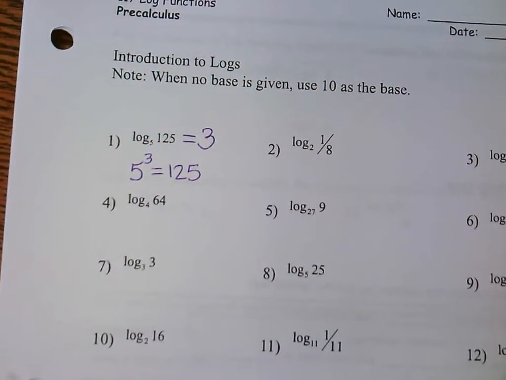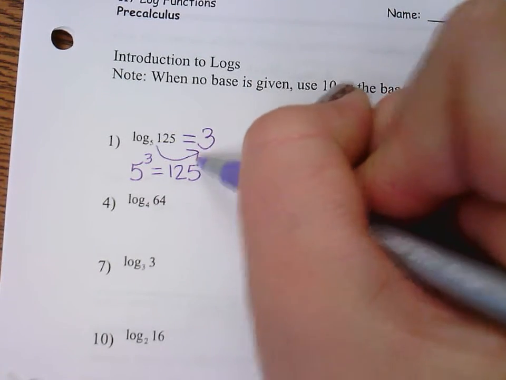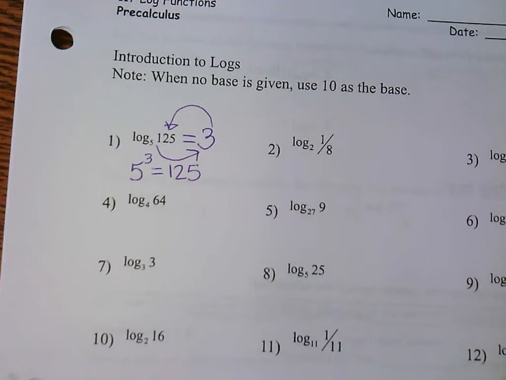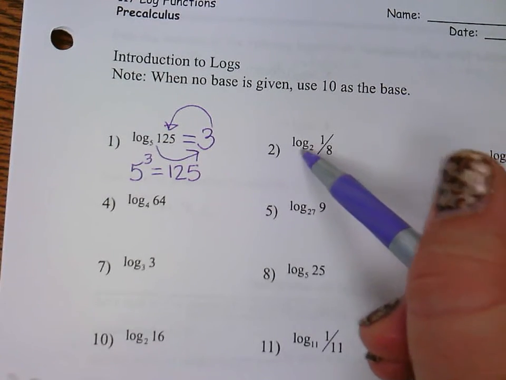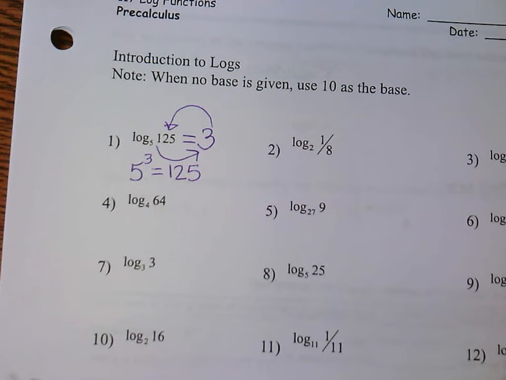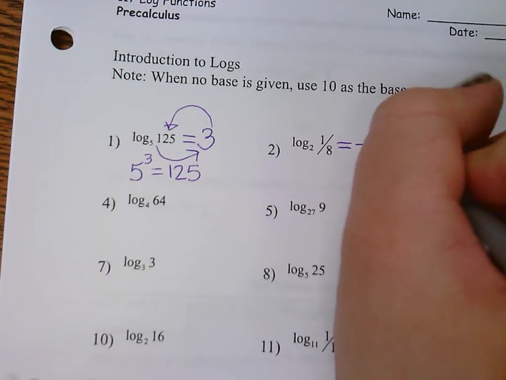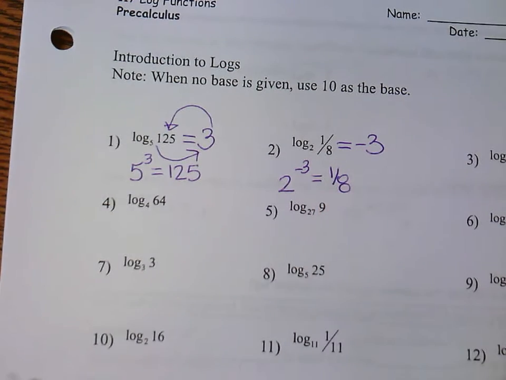So it's kind of like solving a puzzle. This is the base of the log. You have to raise it to this power to get the number inside the log. So if 2 is your base, what do you have to raise it to get 1/8? So you've got to cube it and flip it over, right? So -3. So 2 to the -3rd power would give me 1/8.